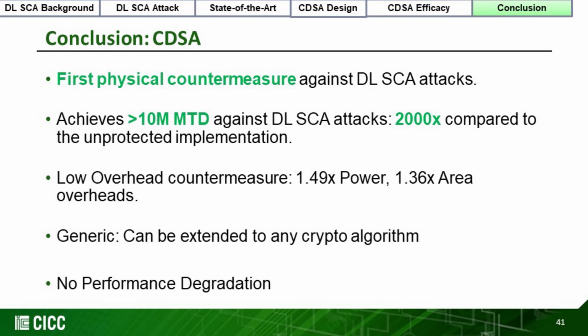To conclude, this is the first physical countermeasure evaluated against the deep learning based side channel attacks. The DNN could not be trained even with 10 million traces for the protected implementation, showing an improvement of 2000x over the unprotected implementation. It incurs a power overhead of 49% and an area overhead of 36%, which is comparable to the previous countermeasures. It is a generic countermeasure and can be extended to any other crypto algorithm as a wrapper around it without any performance degradation.